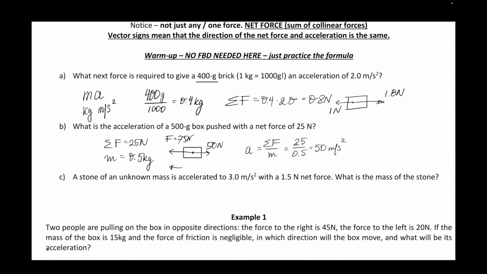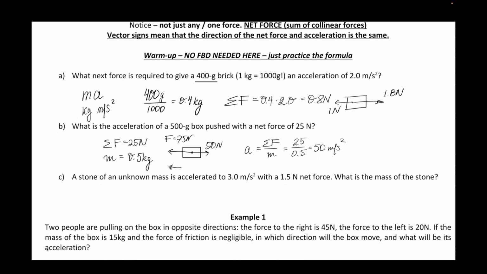And in C, we need to find mass. So net force is mass times acceleration, from where mass is going to be net force divided by acceleration. So it's going to be 1.5 divided by 3. That's going to be 0.5 kilograms. And you can keep it this way. You don't have to say 500 grams.